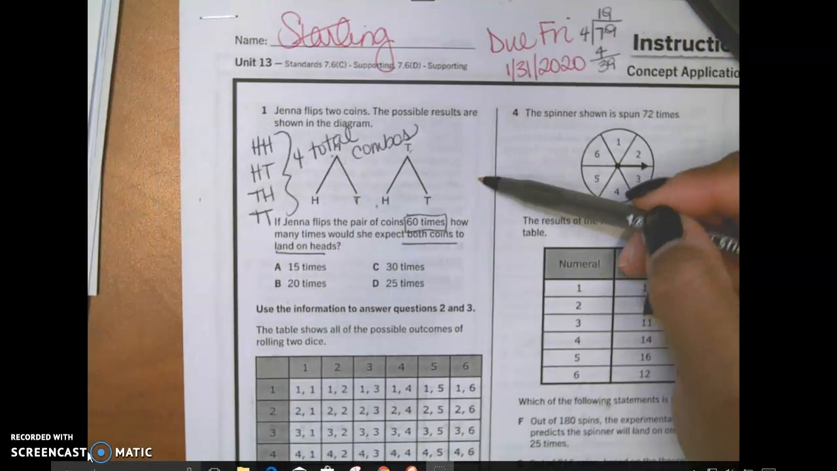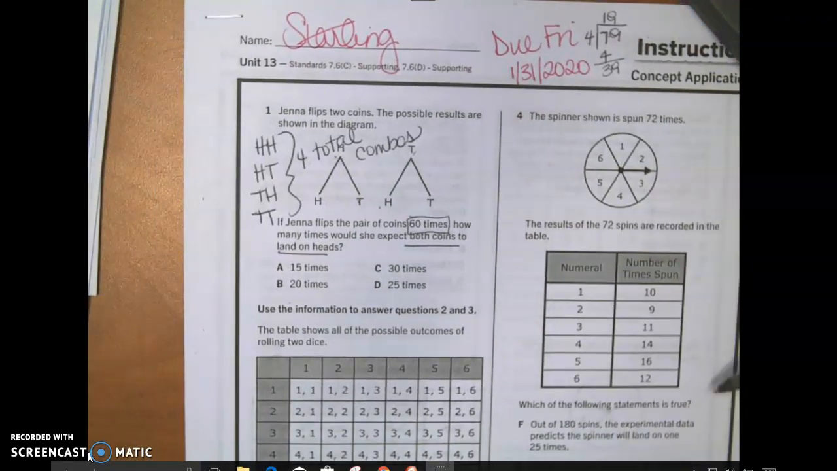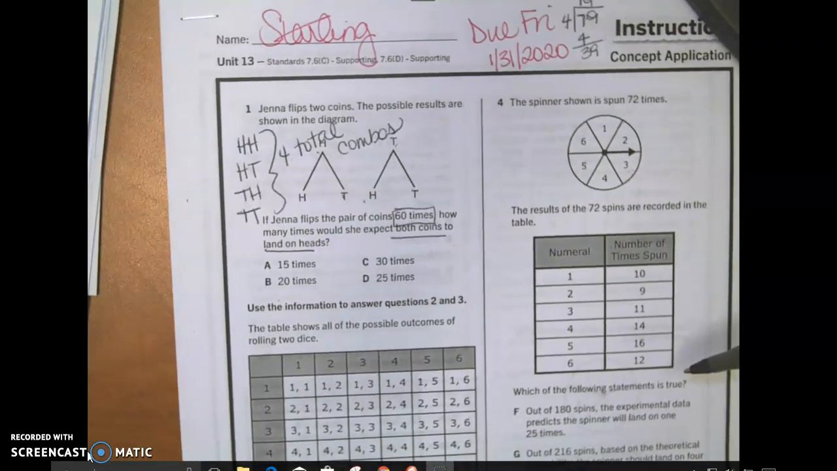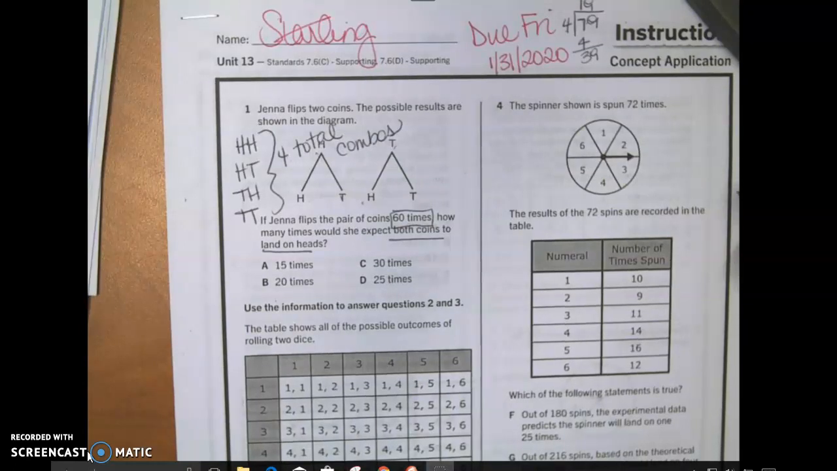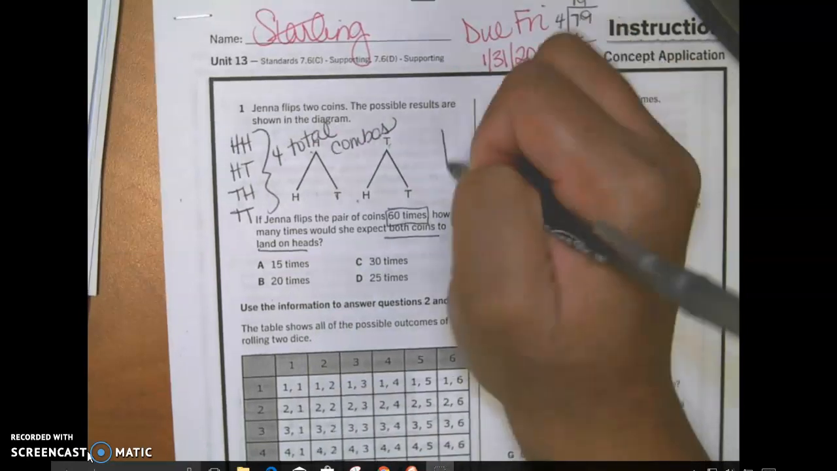Here, do they give us a percent? No, so we're making a prediction. If she's flipping 60 times, what can we expect her to get? Is she actually going to run the experiment? No, but we're going to assume that this is what's going to happen based off what can happen out of the 4. So make a proportion.